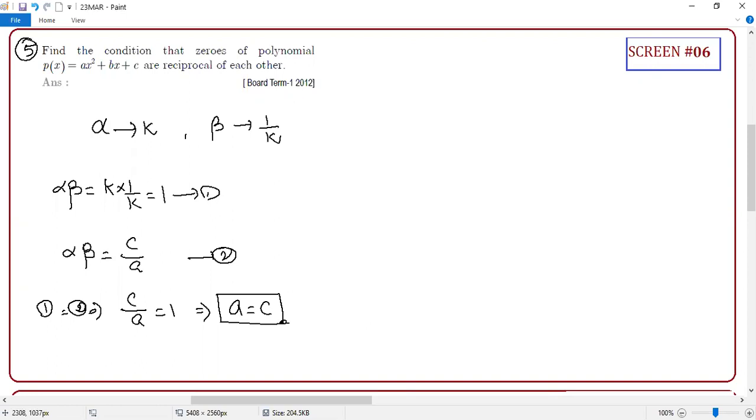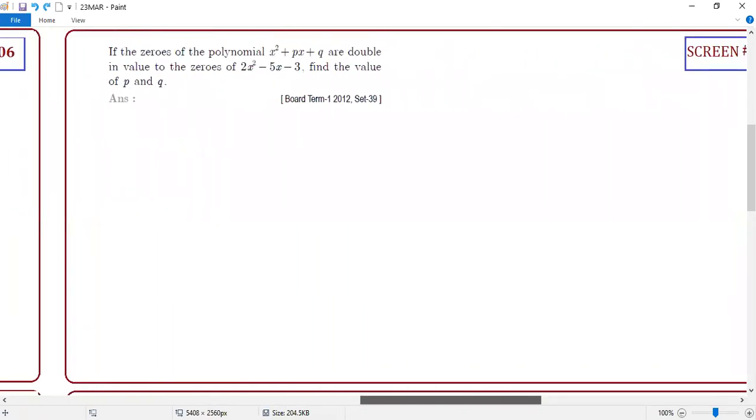But if you want, sir, I would like to write, yes, therefore the coefficient of x square should be equal to the constant. This is the condition for getting the zeros both reciprocal to each other. Guys, let's move to the other question. Next question.